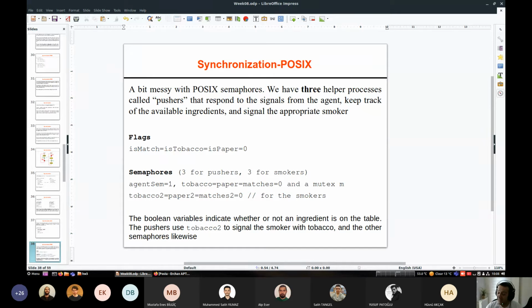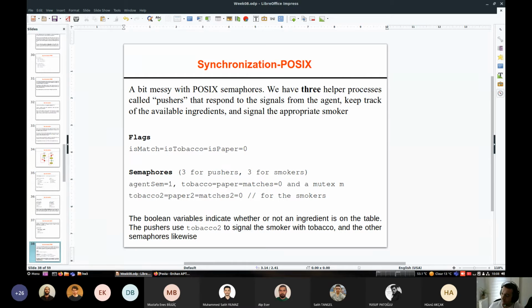So we will need 3 additional processes in order to solve this. We have 3 smokers, 1 agent, 4 processes. So we need 3 more processes called the pushers, that will respond to the signals from the agent and keep track of the available ingredients. And of course, signal the appropriate smoker. Now, do not be fooled that I say signal. These are not actual signals. We're talking about semaphores, not the signals that we saw.